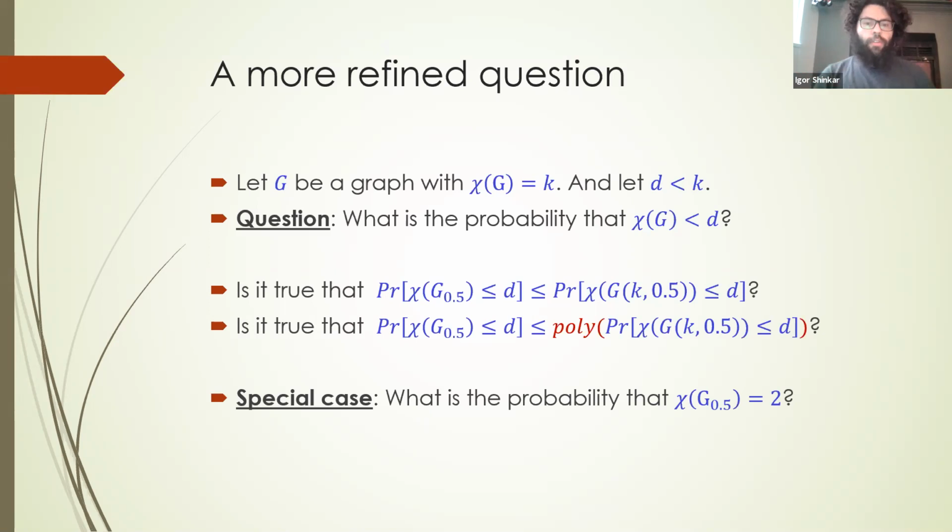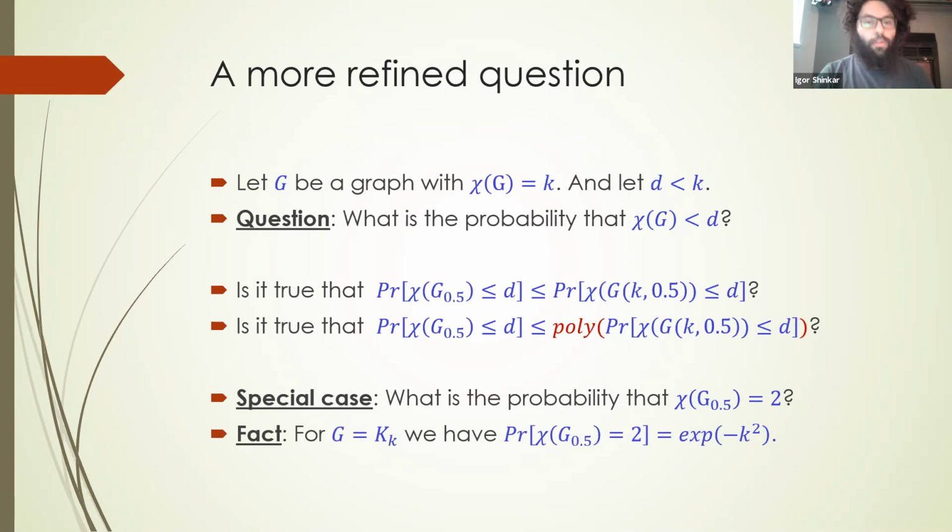And here is a very special case. Let's start with a graph that has chromatic number k and ask what's the probability it becomes bipartite. Okay, let's ask only this simple question. What's the worst, what can be the probability it becomes bipartite? So we start with a graph that has chromatic number 100. What's the probability it becomes bipartite?